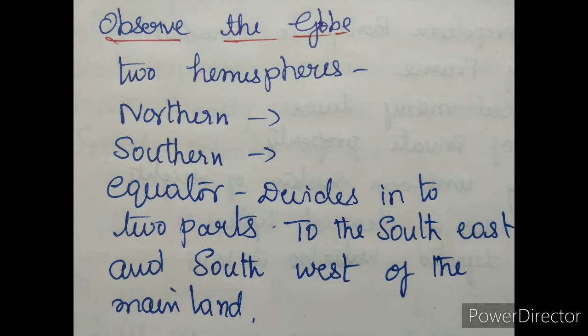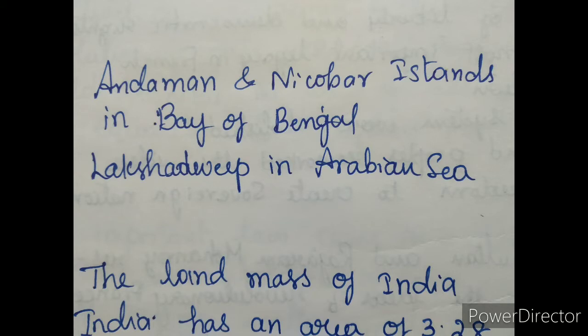So next, the southeast and southwest. The Andaman and Nicobar Islands lie in the Bay of Bengal and Lakshadweep in the Arabian Sea. Is it clear? Shall we go to the next? Size. The landmass of India is 3.2 million square kilometers. India's area accounts for about 2.4% of the total geographical area of the world. It is clear that India is the 7th largest country of the world.